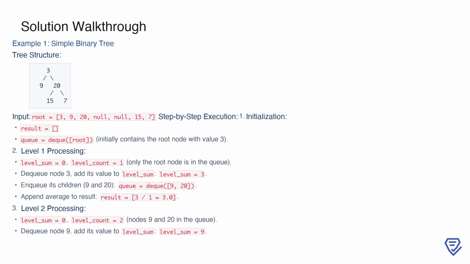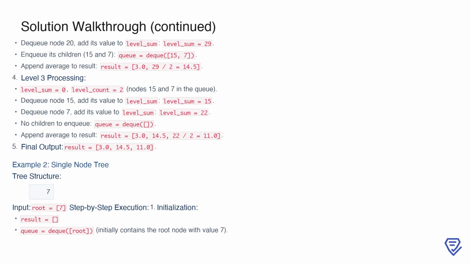We initialize the sum for this level at 0 and calculate it by dequeuing and adding the values of these nodes. After processing node 9, the level sum becomes 9. Next, we process node 20, adding its value to the level sum, which now becomes 29. We then enqueue node 20's children, 15 and 7, and calculate the average for this level as 29 divided by the number of nodes, which is 2. This results in an average of 14.5, which is appended to the result list.